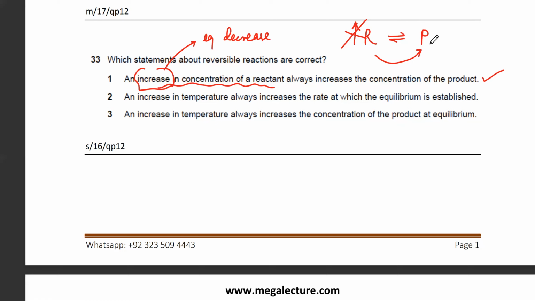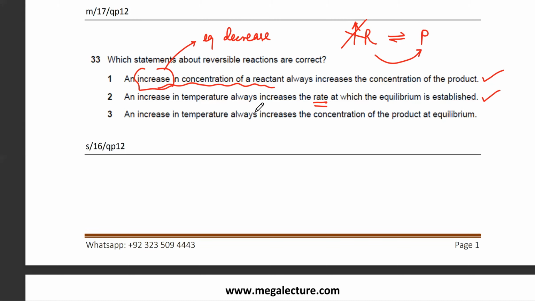Okay, there's less reactants. Next: an increase in temperature always increases the rate at which the equilibrium is established. Now, all of a sudden, they've brought in rate. Remember this. It's no longer a question on equilibrium. It's basically the rate at which the equilibrium is established. So this question has nothing to do with equilibrium. The question has now switched to rate. What did you study about rate? Whenever you increase temperature, the rate would increase. So that statement is correct. All rates would increase, whether it's the forward or the backward. Whenever you increase temperature, the rate would always go up.